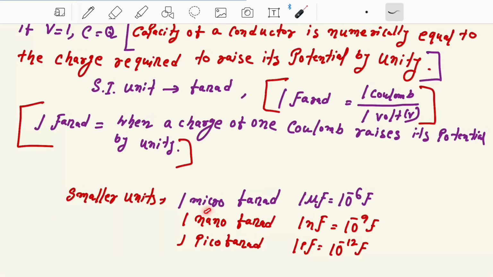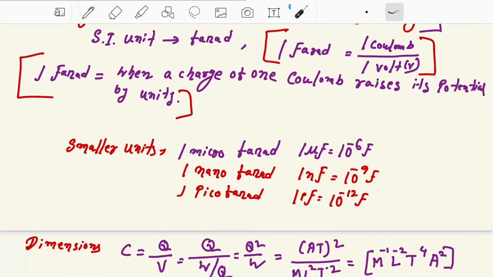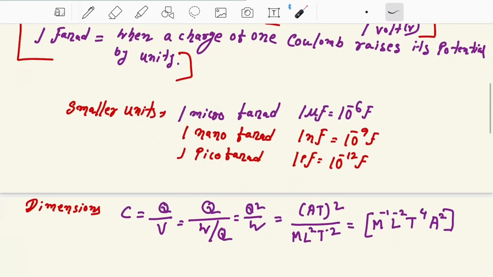Then some smaller units we also use. These are the smaller units: microfarad, so 1 microfarad equal to 10 to the minus 6 farad; 1 nanofarad equal to 10 to the minus 9 farad. Then one more unit is called 1 picofarad, and that can be written as 10 to the minus 12 farad. Most important thing after units, you always have to calculate the dimension.